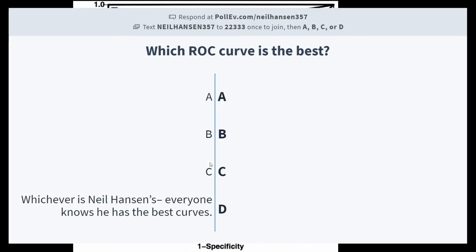Or would you rather just have my curves because everyone knows I've got the best ones? All right, so which one is the best?